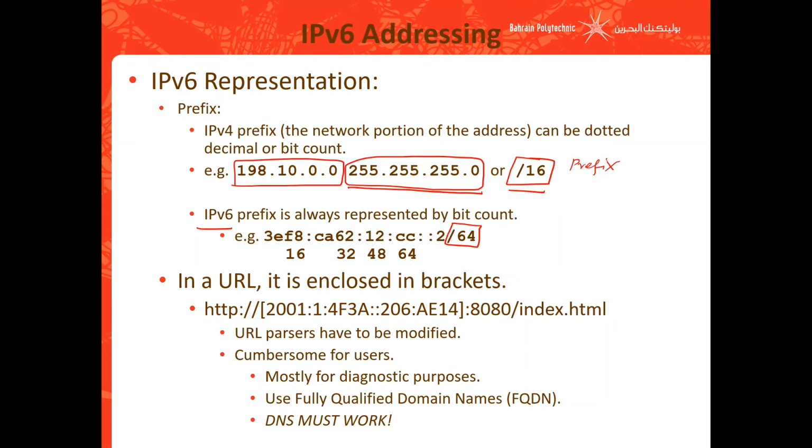Now here, if you use the IPv6 address in a URL, you have to put brackets at the start and at the end, okay? And we don't usually write IP addresses in URLs. If you remember, we have DNS for that, right?